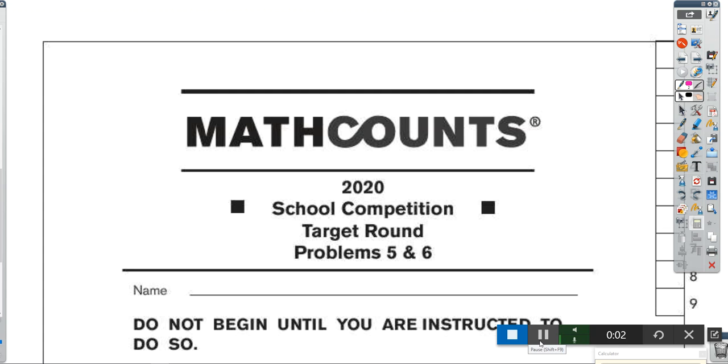All right, so here we go. I'm going to do 5, 6, 7, and 8 on the target round, and I'm going to get it done really, really fast.